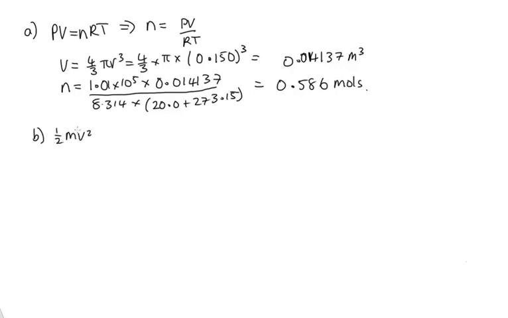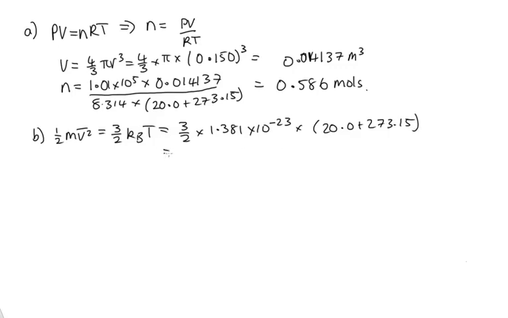Now for part B, we need to find the average kinetic energy, and we know that that's given by a half mv squared, which is equal to 3 over 2 kBT. And so this is equal to 3 over 2 times 1.381 times 10 to the minus 23 times T in kelvin, so 20 plus 273.15, and this is equal to 6.07 times 10 to the minus 21 joules.